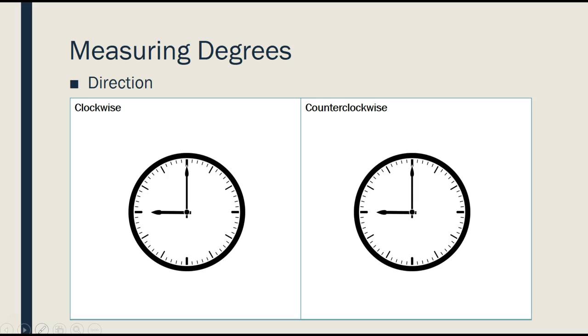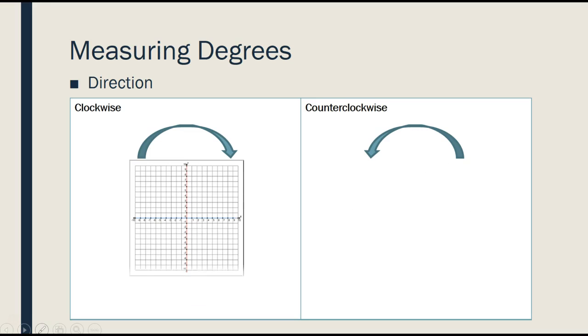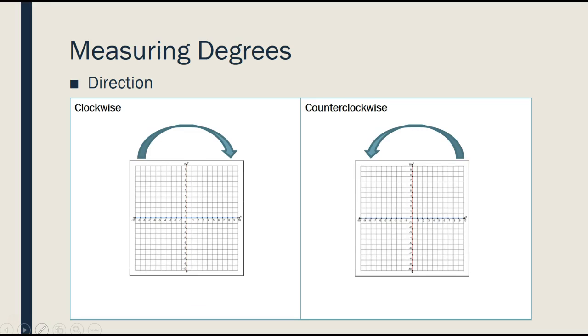When we're talking about how we're going to rotate, sometimes people refer to this as clockwise or counterclockwise. Clockwise is moving as the clock does. Counterclockwise would be in the opposite direction of how a clock moves. What we're going to look at is how that applies when we're looking at a shape on a coordinate plane.